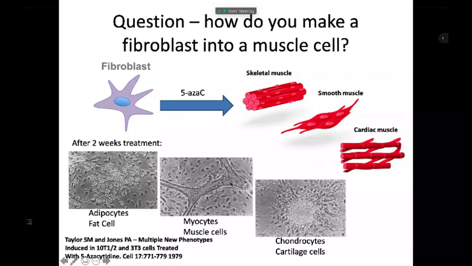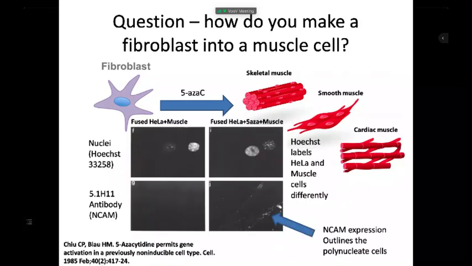We can see these polynucleate or multinuclear tubes that is indicative of the formation of muscle cells. And also cartilage cells or chondrocytes were produced just by 2 weeks of treatment with 5-azacitidine. So when we look at what happens when we add 5-azacitidine, this is changing the fate of these fibroblast cells and actually driving it towards a muscle cell fate.